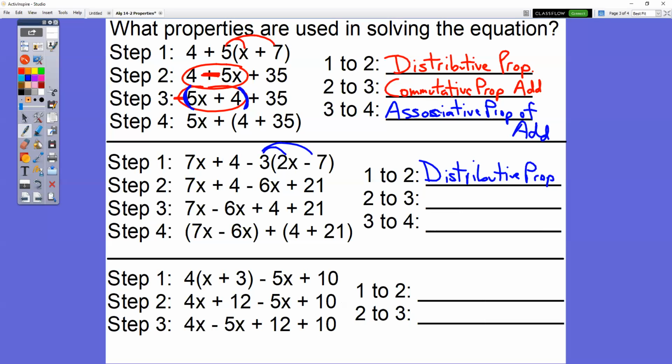To get from step 2 to step 3, we have a 7x, 7x. So that's the same. But it looks like we're switching around the 4 and the negative 6x. The order is changing here, right? Since the order is changing, that is the commutative property again. Commutative property of addition.